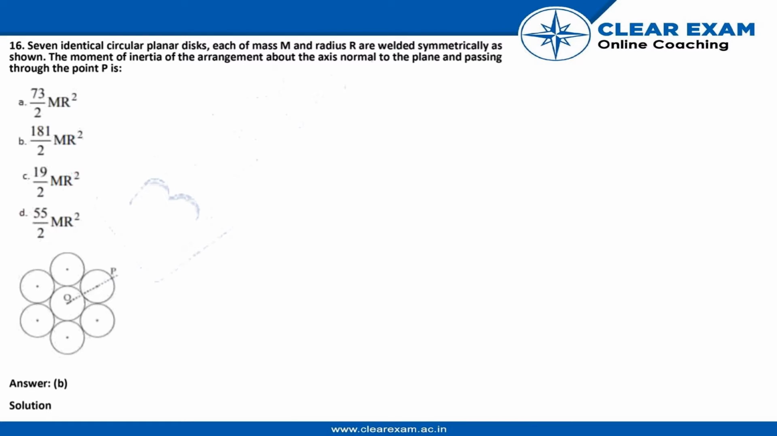Hello everyone. So let's discuss problem number 16. Seven identical planar discs, each of mass m and radius r, are welded symmetrically as shown right here. The moment of inertia of the arrangement about the axis normal to the plane passing through the point P is, and this is the point P, right? So let's see the solution for this.